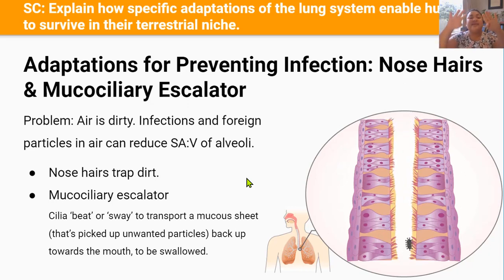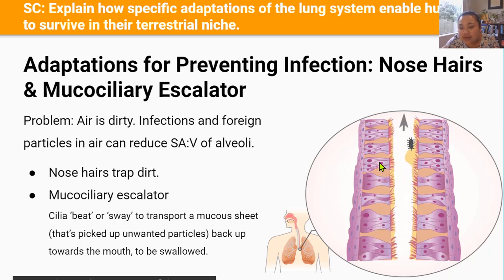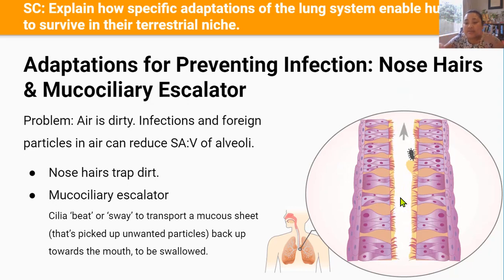And this beating moves all this mucus and gross stuff back towards the mouth, and then you just swallow it without thinking about it. So in this GIF here, you've got all of these cells that line your trachea or your bronchi, and these cells have finger-like projections that can sway back and forth. When it sways back and forth, it transports mucus and all of the dirty things that stick to the mucus back up to the throat to be swallowed.